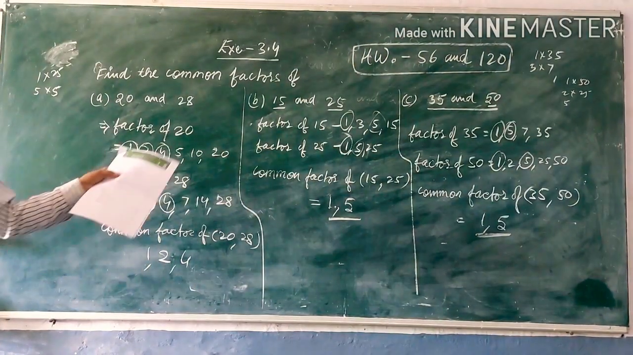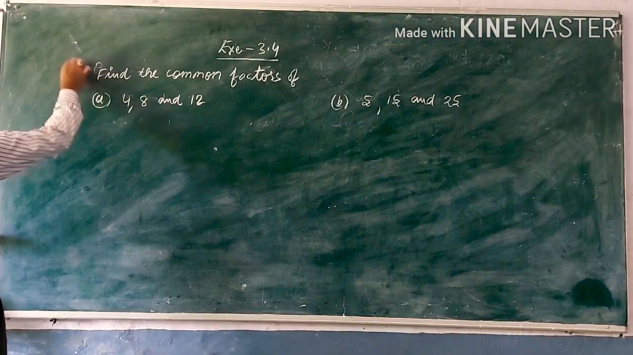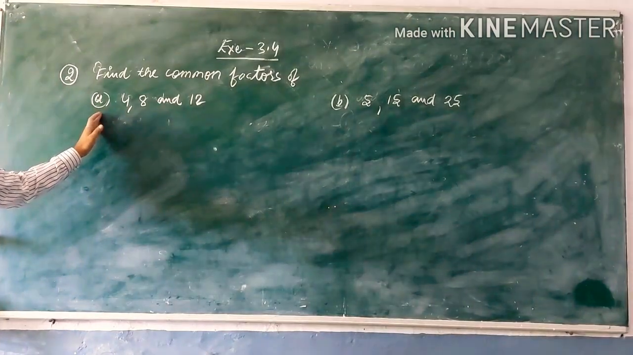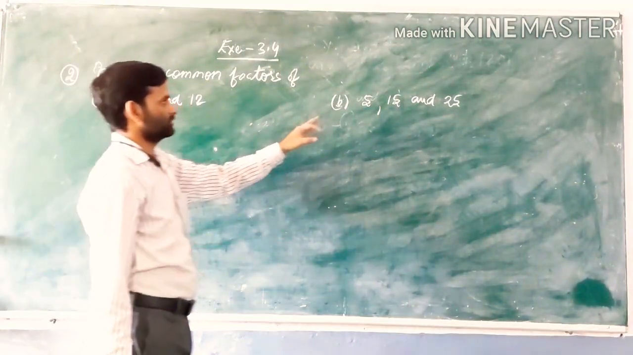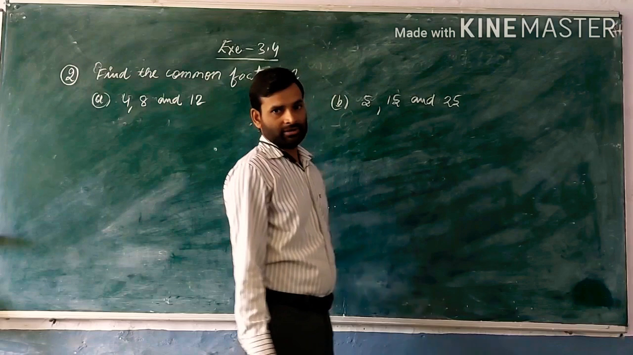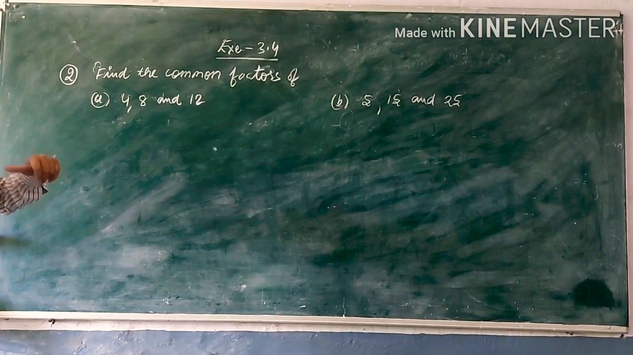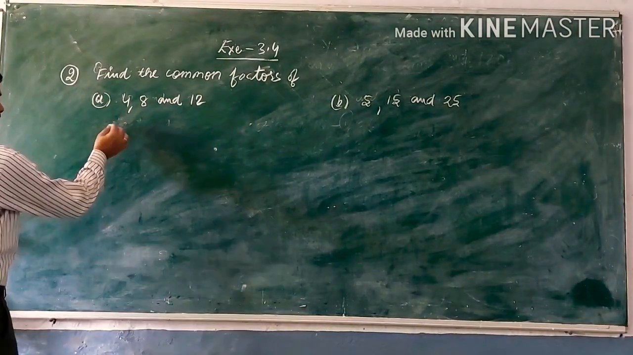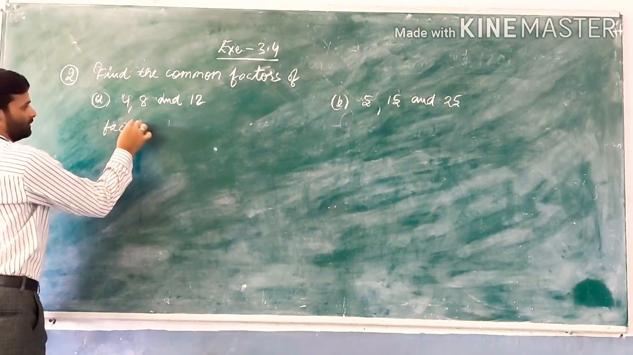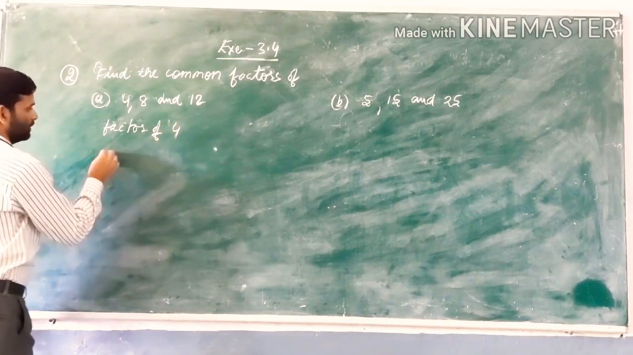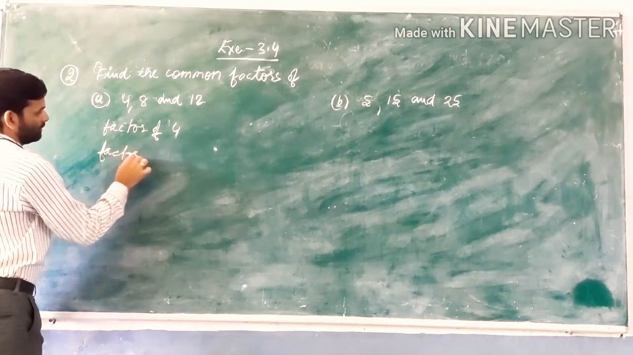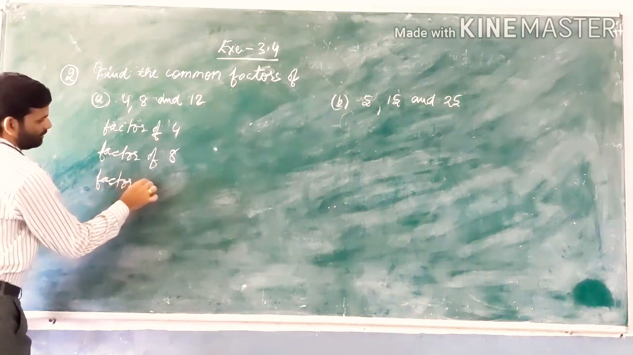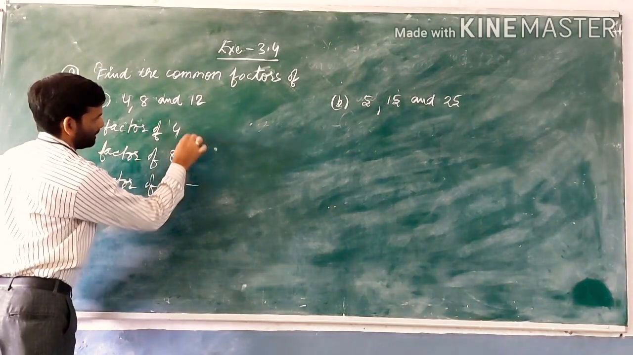Solve accordingly to the three questions. Again, a similar question: find the common factor. Question A is 4, 8, and 12. And question B is 5, 15, and 20. In question number 1, you find the common factor of 2 numbers. Here, you find the common factor of 3 numbers. Same method: first you write factor of 4, factor of 8, and factor of 12.